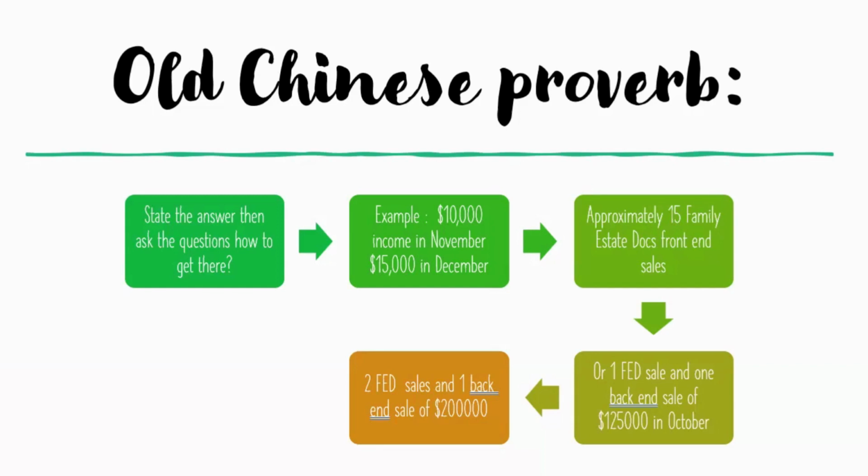But if you want to make $200,000 or $250,000 a year, it's easy. If you can allow yourself to see yourself earning that much money and then following that yellow brick road to where you're making a couple of federal family estate doc sales and make one back-end sale per month.